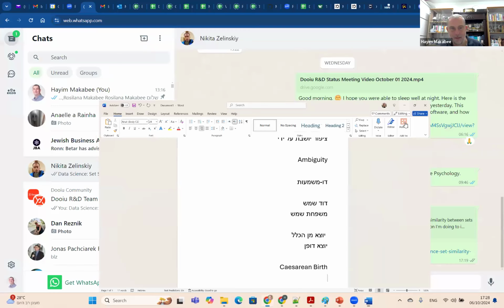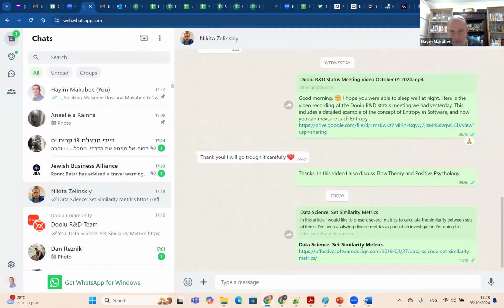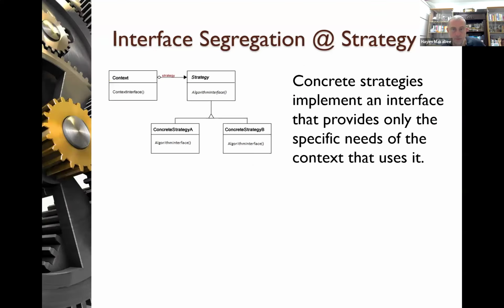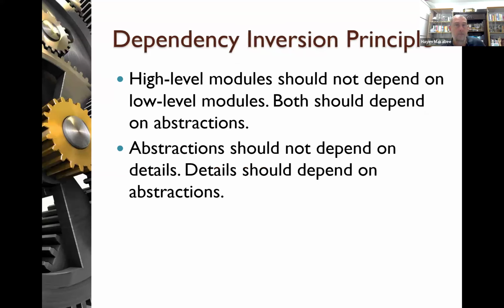Okay, let's continue. So this is about semantic and syntax. Then dependency inversion says that the high level modules should not depend on the low level ones, but should depend on abstractions. And the abstraction should not depend on details. Details should depend on abstractions.